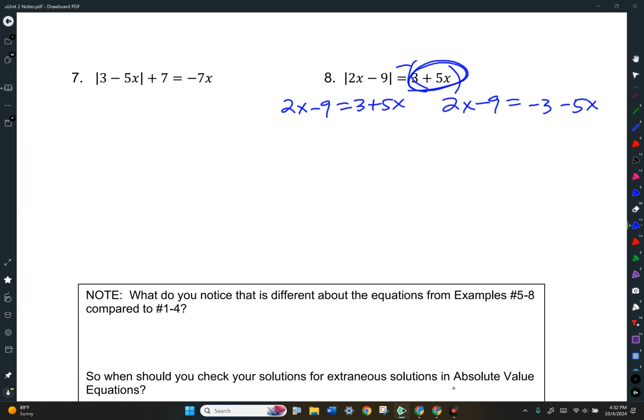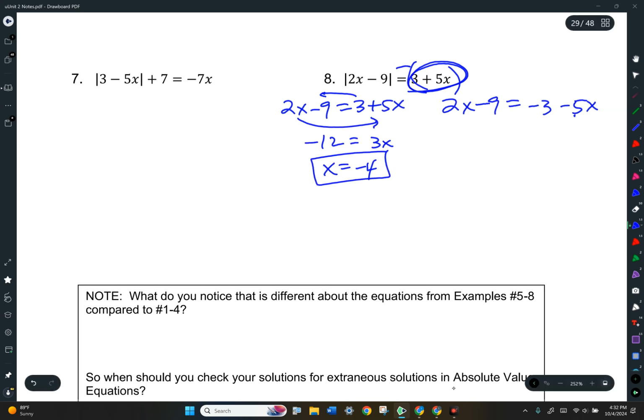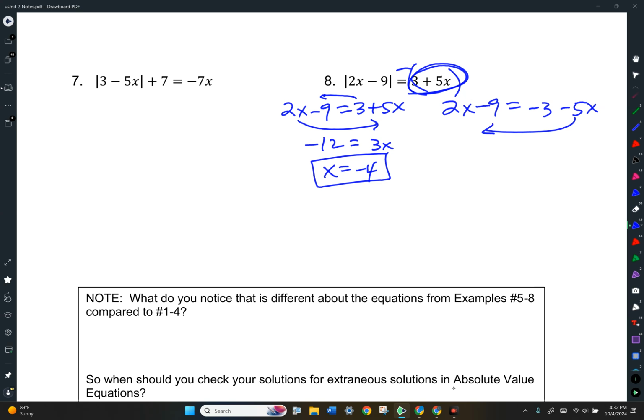Okay, so to finish solving, I'm going to move the 2x over here. So when I subtract, that's 3x. I'm going to move the 3 over here. So when I subtract 3, that's negative 12. So x is negative 4. Okay, or on this side, I think I'll move the 5x over here. So when I add it, that's 7x. I'll move the negative 9 over here, so I'll be adding it. So that's positive 6. So x equals 6/7.